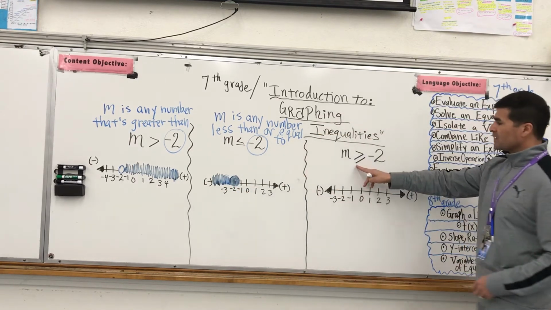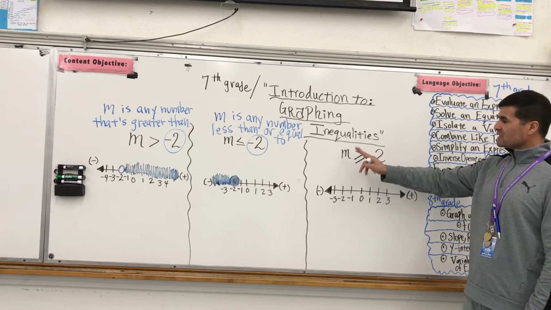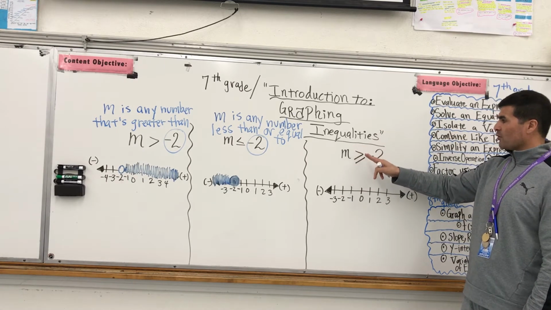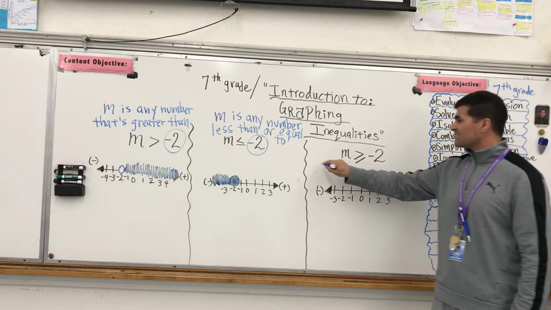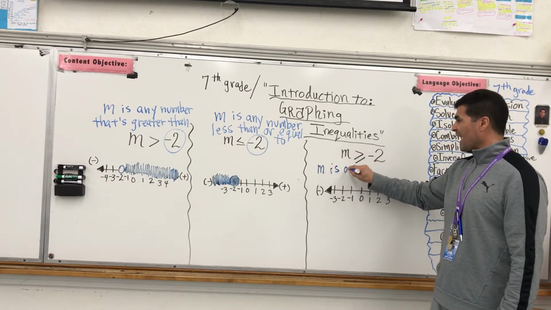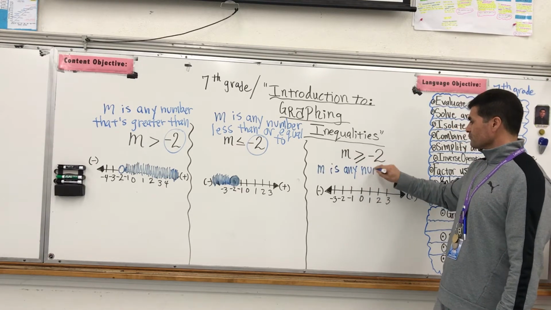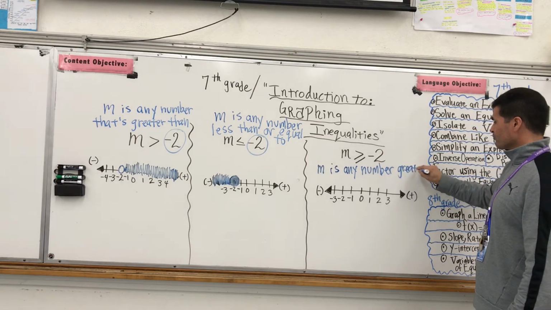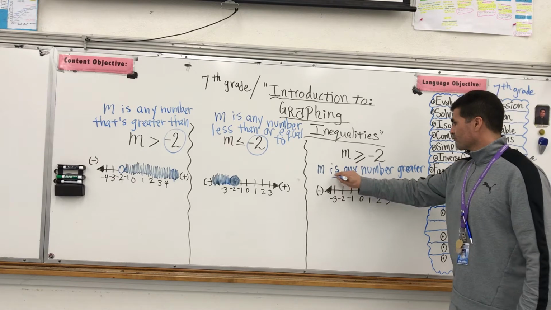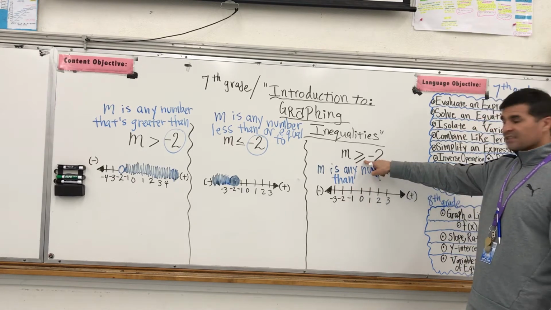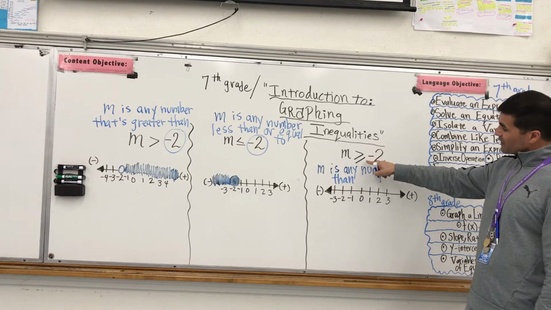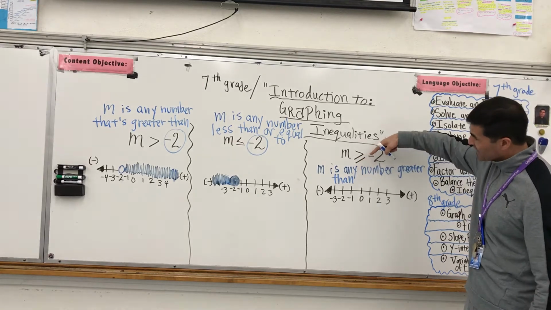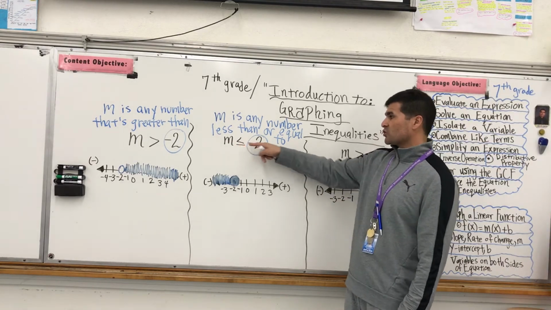Well, what about this one here? This says m is greater than or equal to -2. See, this says that m is any number greater than or equal to -2, because of this equal sign underneath it. Now, sometimes you're going to see the equal sign slanted, and sometimes you're going to see it straight.